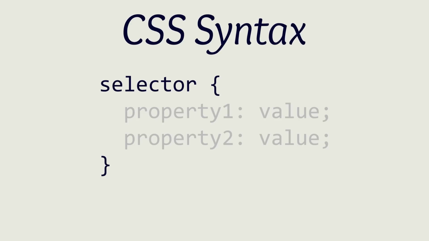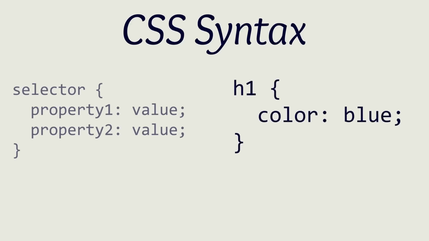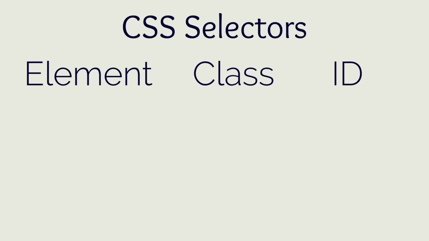Lastly, inside the curly brackets is one or more property value pairs. Each of these pairs defines a property, such as color, font size, width, etc., and a value for that property. A basic example of the CSS syntax will be setting the text color of all H1 elements to blue. Now that we have the syntax out of the way, let's focus on the various selectors. CSS contains many different types of selectors, but the main selectors are element, class, and ID selectors.